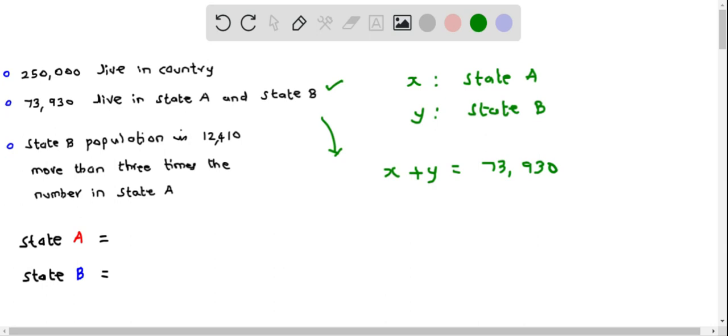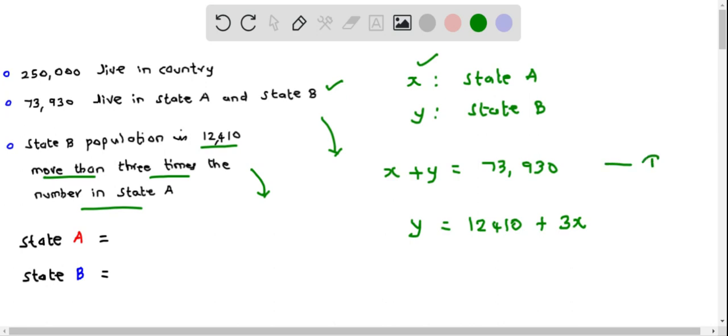And using the other information, that state B population is 12,410 more than 3 times the number in state A. Since it is given as state B population, I write down Y, which represents state B, and this equals 12,410 more. So we put 12,410 plus 3 times the number in state A. If X represents the number in state A, 3 times the number in state A will be 3x.